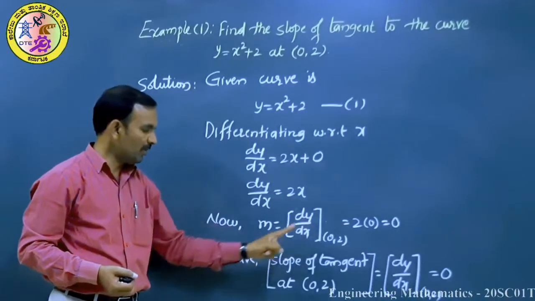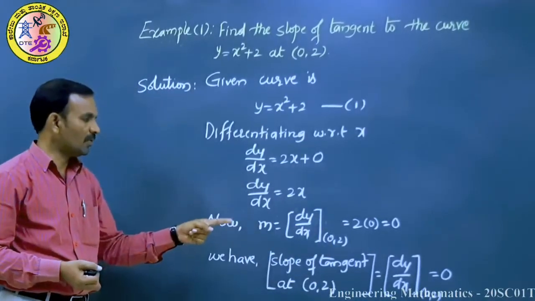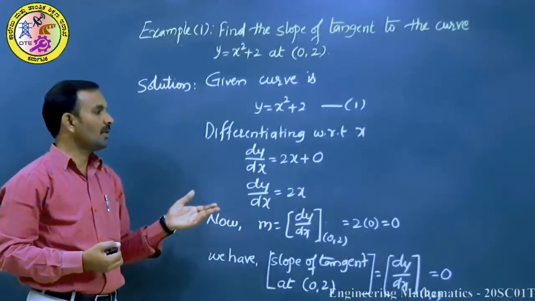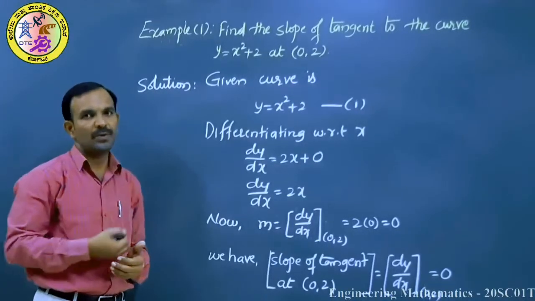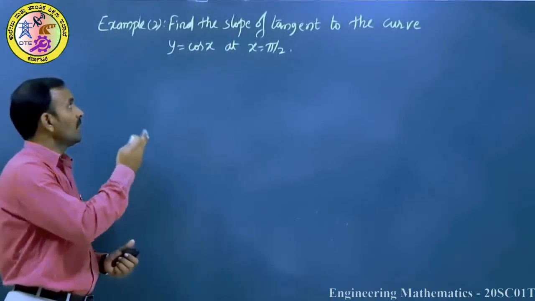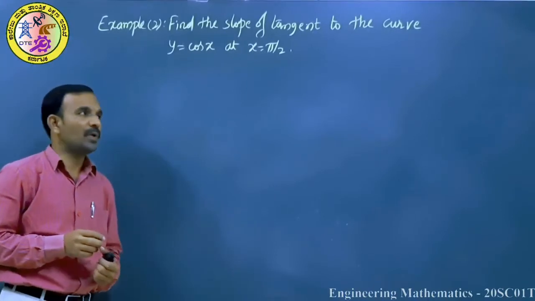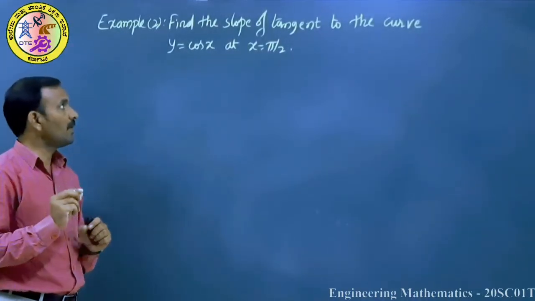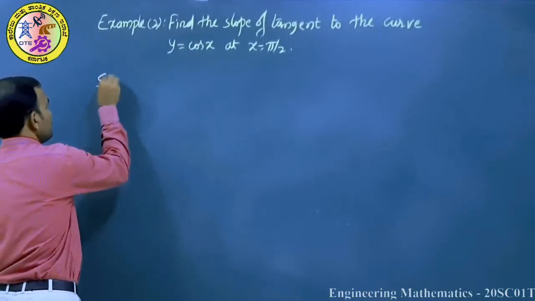Therefore, the slope of tangent at 0 comma 2 is dy by dx at 0 comma 2, and that value is m equal to 0. Note it down. Next, we move on to example number 2. Example 2 is: find the slope of tangent to the curve y equal to cos x at x equal to pi by 2. Again, first you have to find the first order derivative, then find the value of m.